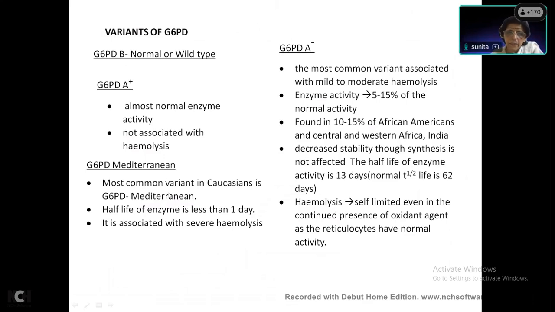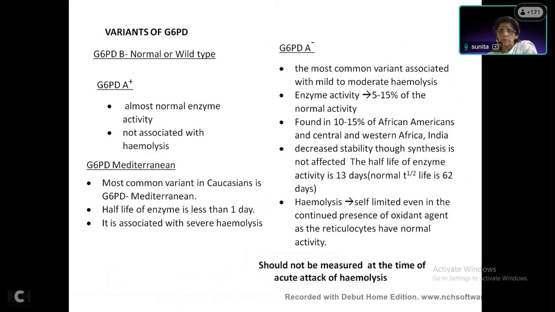While in G6PD Mediterranean, all the cells are affected and the enzyme activity is less than a day. So it is causing severe hemolysis as compared to G6PD A-. And if one asks, did you measure the G6PD activity at the time of the attack? You should not, because the retic count is high and the retics usually have normal activity. So you may get falsely negative results in such cases. So it's better to measure when the attack of hemolysis has subsided.